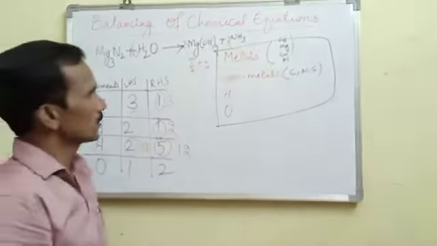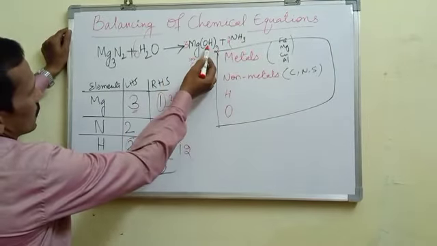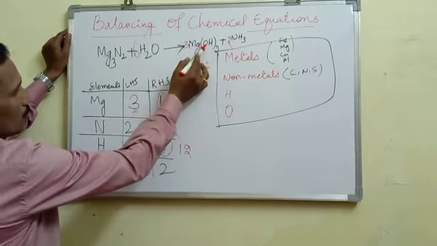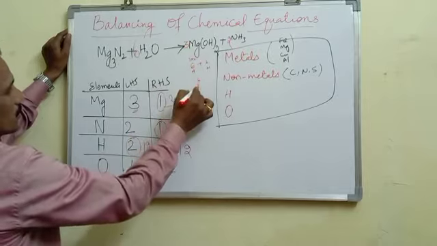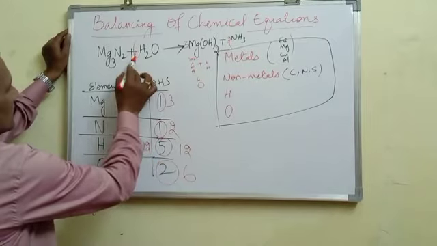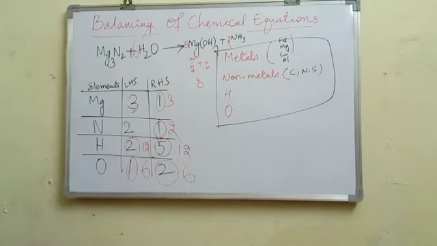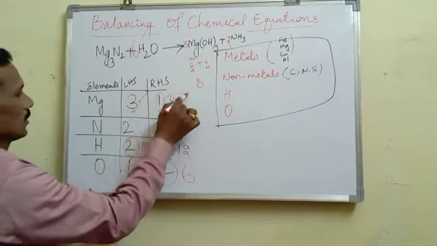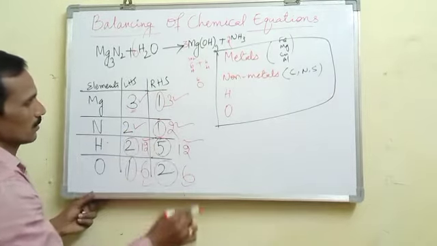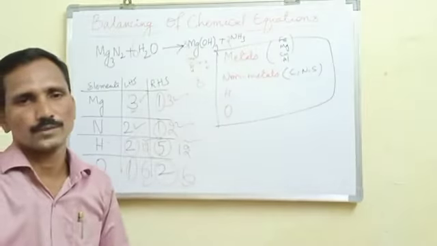Next, what about oxygens? How many oxygens are there? 3 into 2, 6. 6 into 1. Only here 2 into 1, 2. 2 3s are 6 oxygens. So here 6 oxygens. Here 6 into 1, 6. So now check the balanced equation. Magnesium 3, 3, nitrogen 2, 2, hydrogen 12, 12, oxygen 6, 6. So it is the better method to follow for chemical equations.